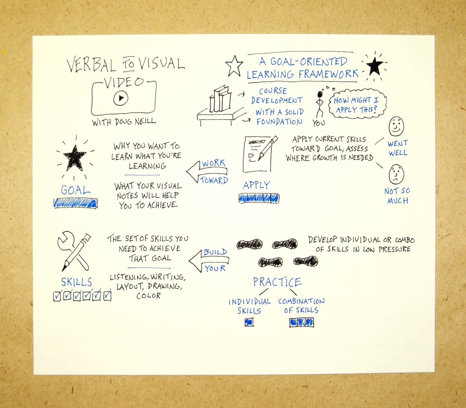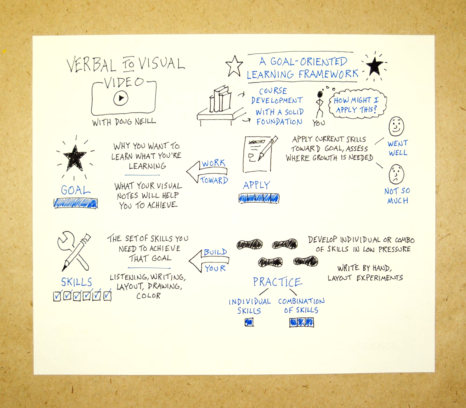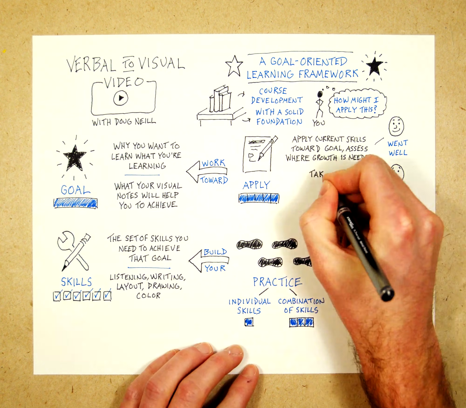That allows you to enter the practice stage knowing that the things you're about to practice are very much directly connected to your goal. And maybe that means getting better at writing by hand, or playing around with different styles of layout, or developing a set of icons that you can draw that's specific to the subject matter that you're taking visual notes on. You'll be able to practice those things in a low pressure environment, knowing how they're connected to the big picture. And then you get to go apply those skills and take some visual notes in your particular setting.